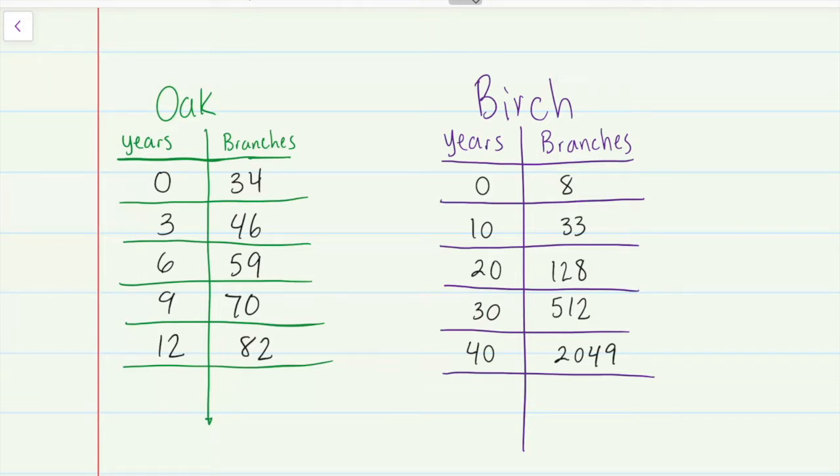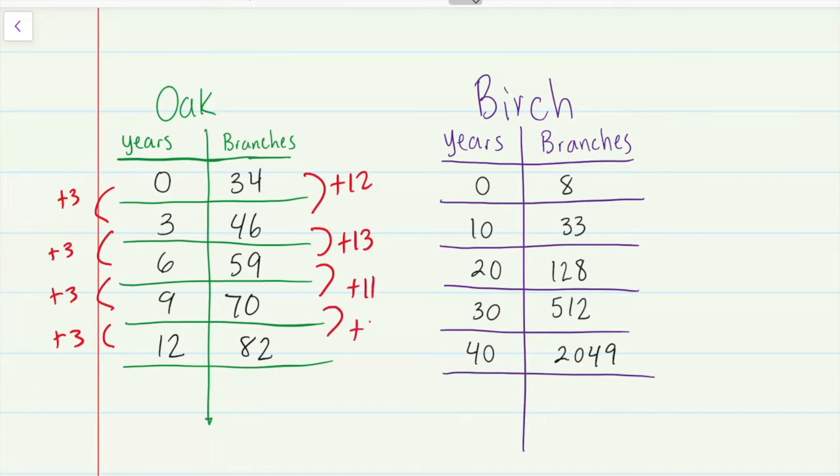The oak, we're talking about the number of years. Are you guys seeing that it's going by every 3 years? So we're adding 3 every single time. Now, on this other side, it's going to get a little confusing, guys, so bear with me. From 34 to 46, how much are we adding? Aren't we adding 12? From 46 to 59, isn't that plus 13? Let me double check, just play it safe here. Plus 13, yep. 59 to 70, isn't that plus 11? Yep. And the last one, plus 12.